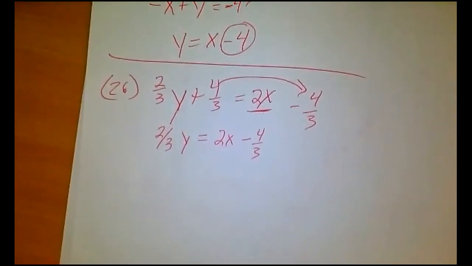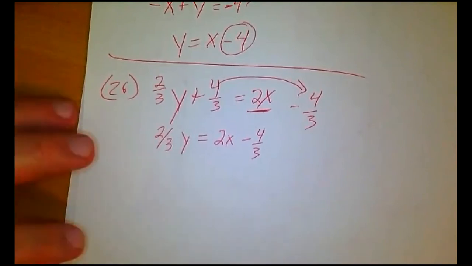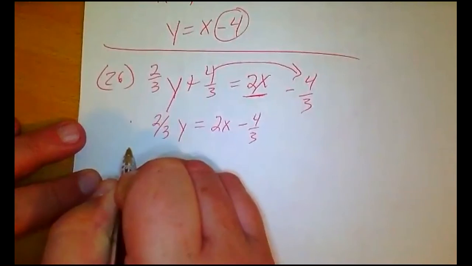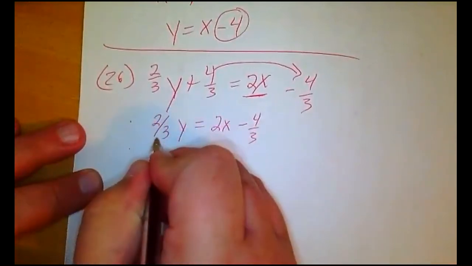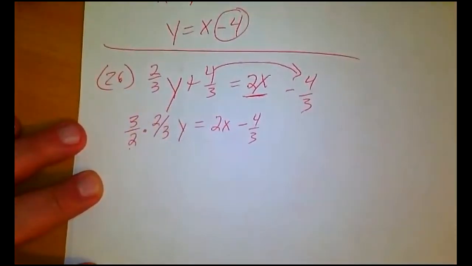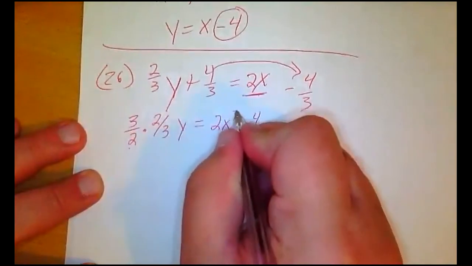Now, I'm going to remind you of something that we covered once before. When we have a fraction in front of a variable, you can either do it as a two-step where you first multiply by 3 and then by 2, but it's easier just to multiply by the reciprocal, which is how we divide by 2/3. If we divide by 2/3, we multiply by 3/2.